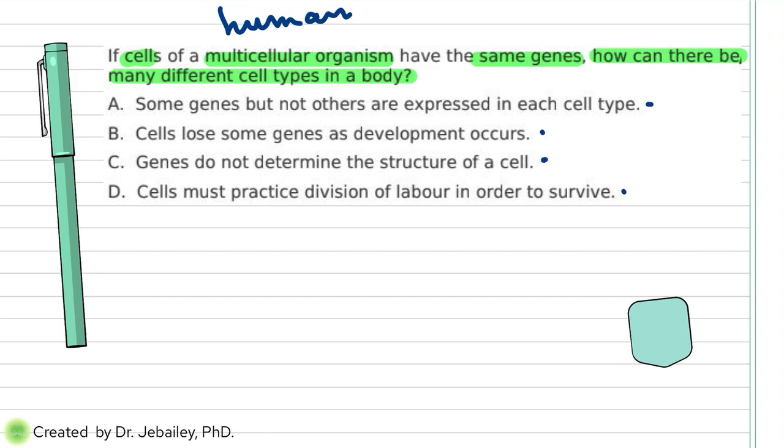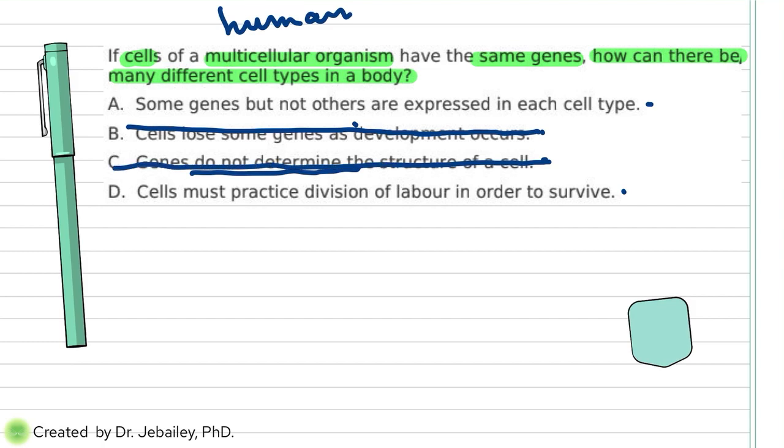The cell does not practice division of labor. Like, that doesn't mean anything. The cells function as a unit. They do all of it together as one. So they do not divide labor. This has nothing to do with the expression of genes. So let's cancel. I know for sure B, lose some genes. We already know that they don't lose genes, so that's canceled. We also know that it says here that genes do not determine the structure of the cell. It does, they do determine. So these 2 are gone.